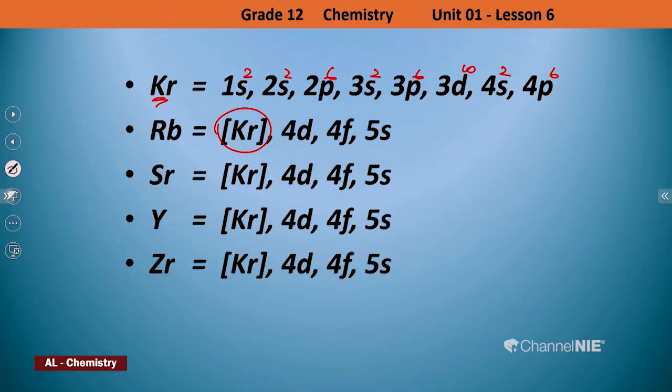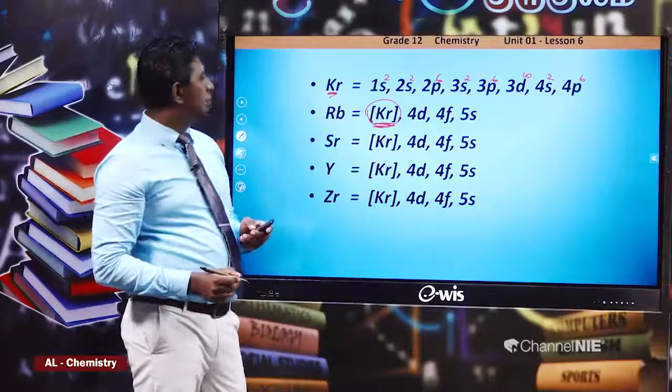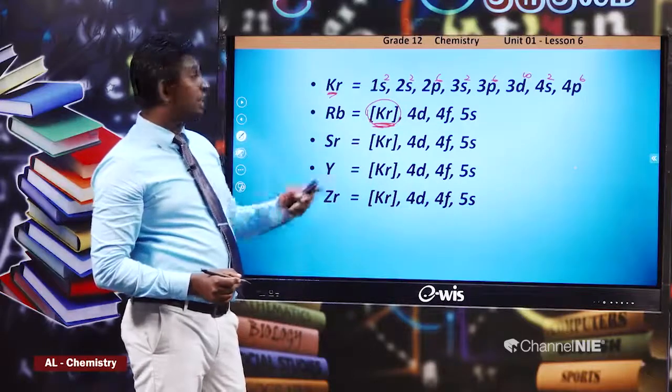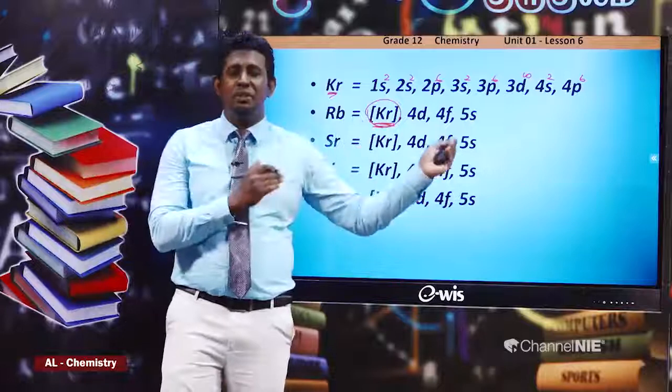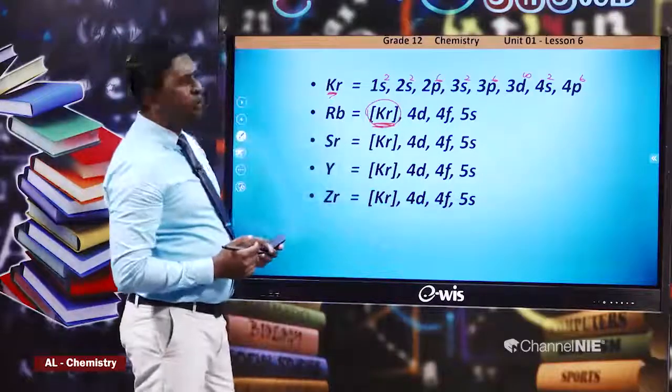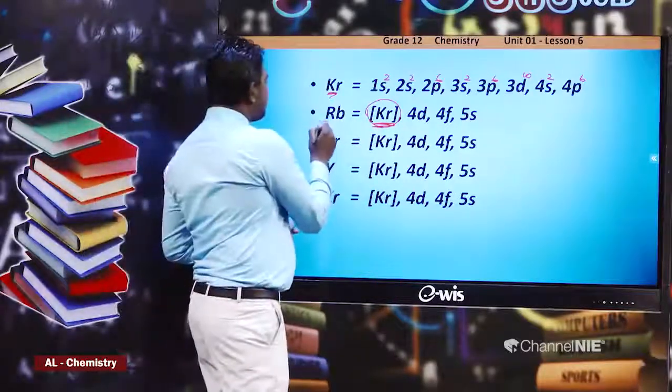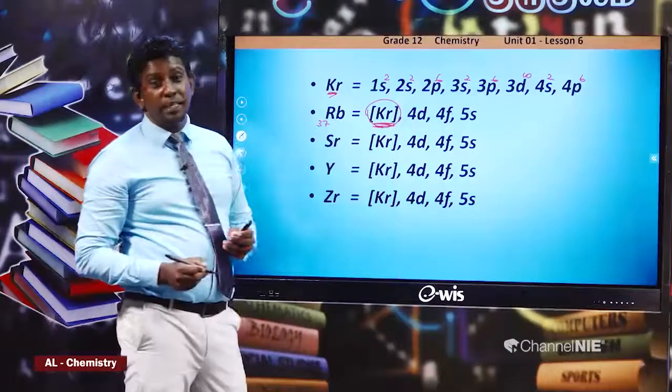Then when it is 36, we could give it as krypton's electronic configuration. I could give it as the compressed electronic configuration of krypton here, starting from there, and then I could continue. Okay, then students, when it is 37, you would have rubidium.